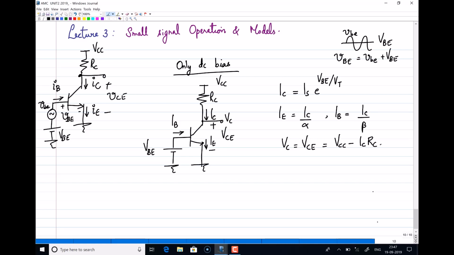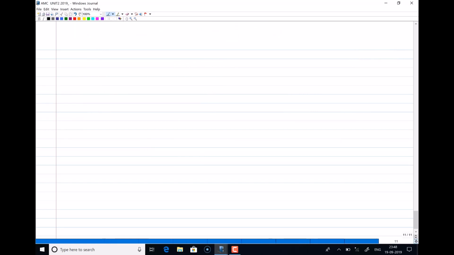Now, after understanding the DC bias and its conditions, we'll consider what happens when a signal is applied to the circuit. When the same signal is applied, the composite signal VBE is equal to the DC bias plus the small signal v be.